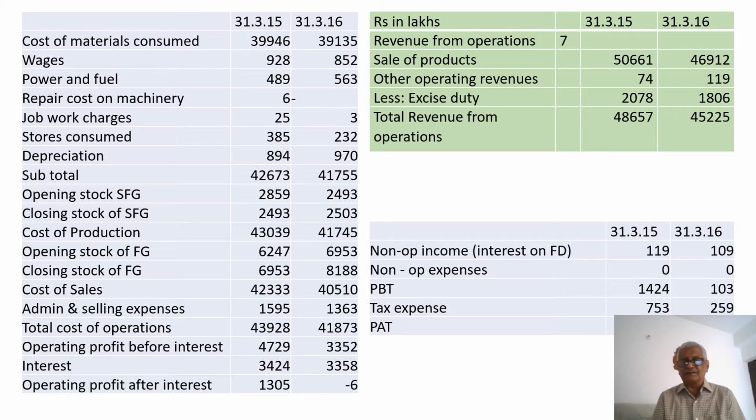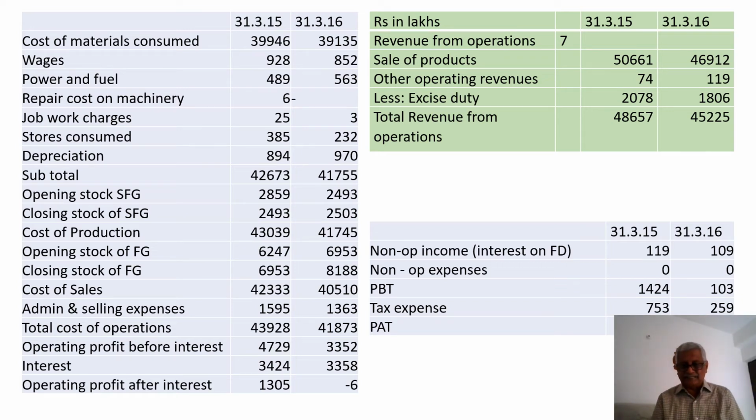From the total revenue, that is 486.57, deduct 439.28, or from the 452.25, deduct 418.73. What you get is an operating profit before interest, which is 47.29 crore for the period ending 2015, and 33.52 crores for the period ending 31/3/16.